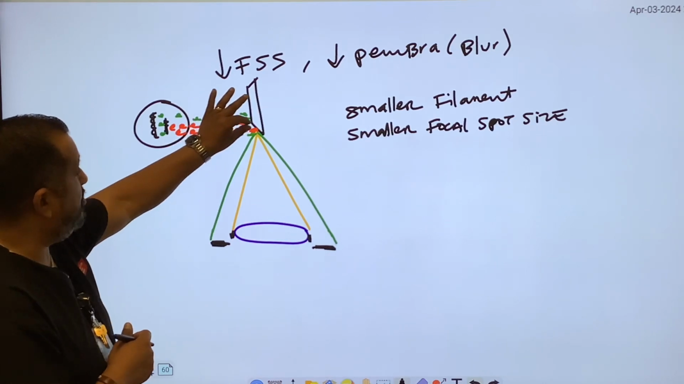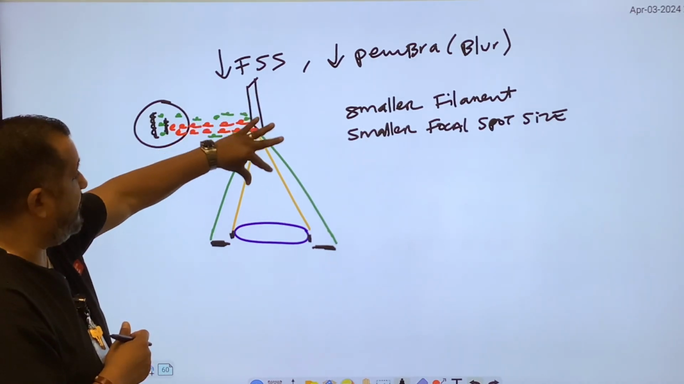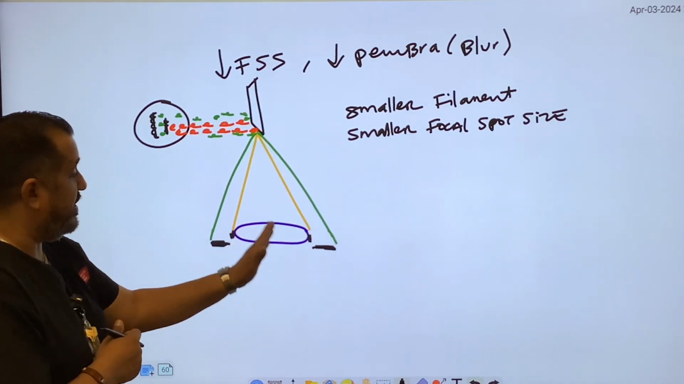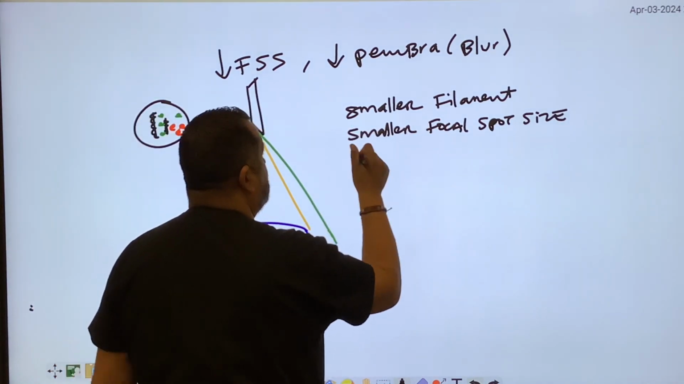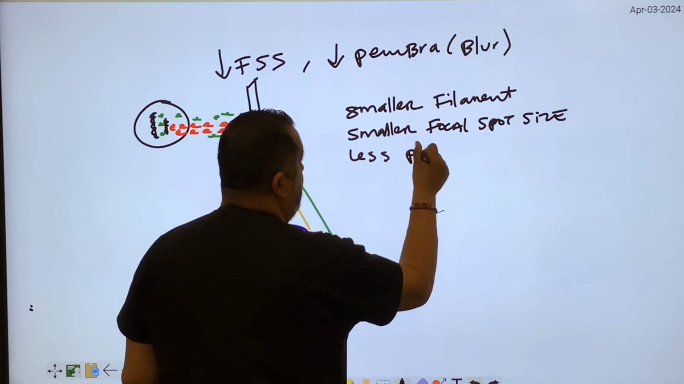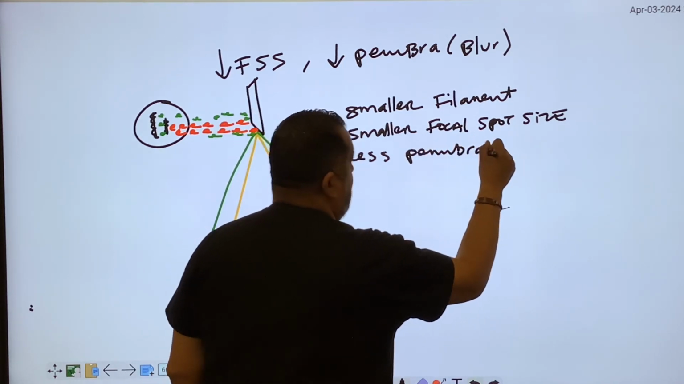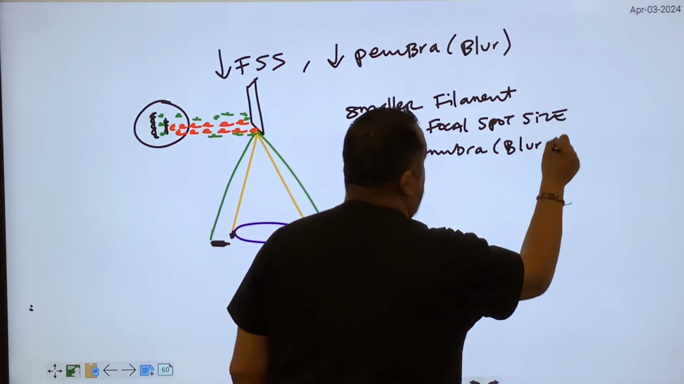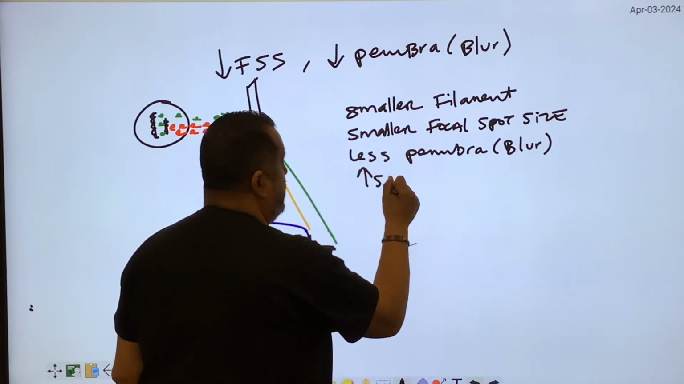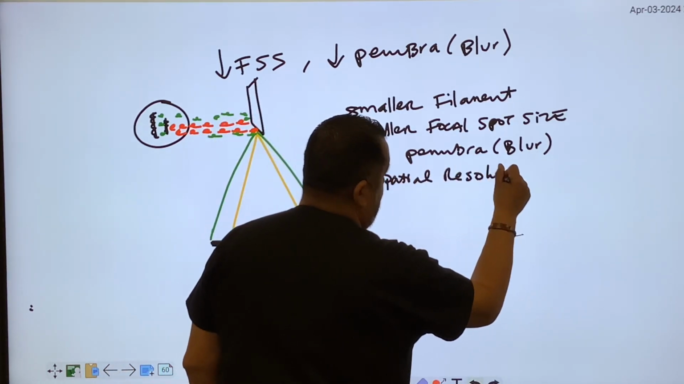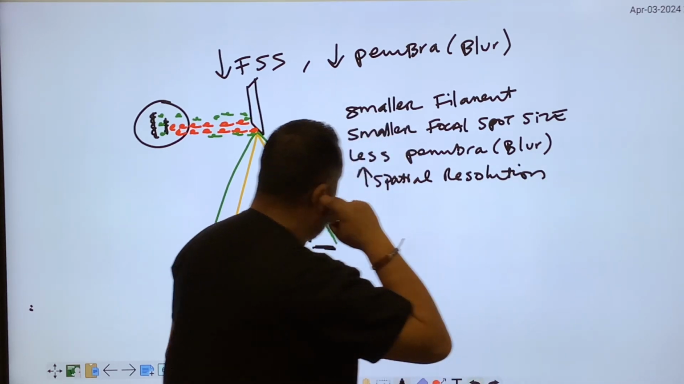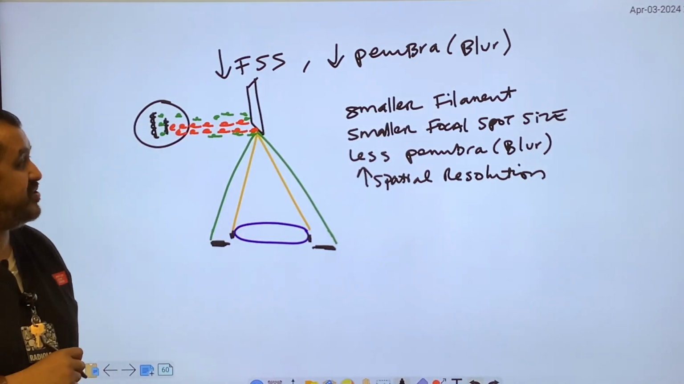So if you have a smaller actual focal spot, you have a smaller effective beam that's going to give you less shadow around the object. So the smaller the filament, the smaller the focal spot, you're going to have less penumbra. Okay, we say you're going to have less blur, and that's going to increase spatial resolution.